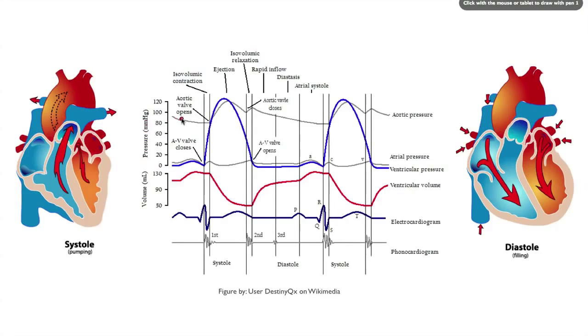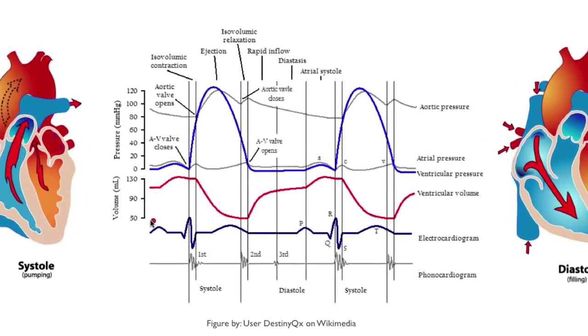Like I said, we're talking about one complete heartbeat. And with one complete heartbeat, I'm talking about the contraction and the relaxation of the atria and the contraction and the relaxation of the ventricles. Anytime I say contraction, I am referring to systole, which is the same as contraction. And when I say relaxation, I am referring to diastole.